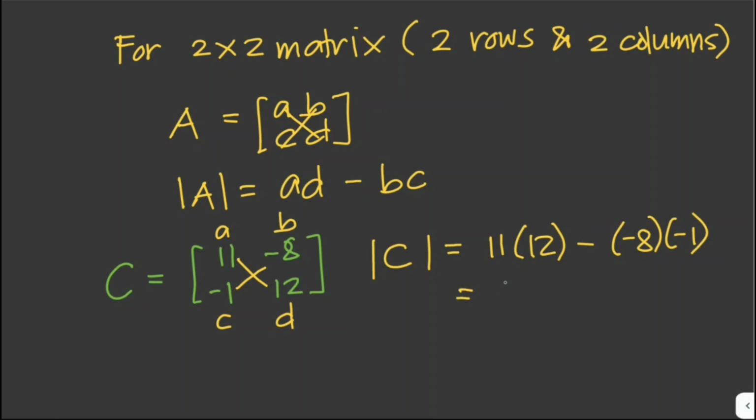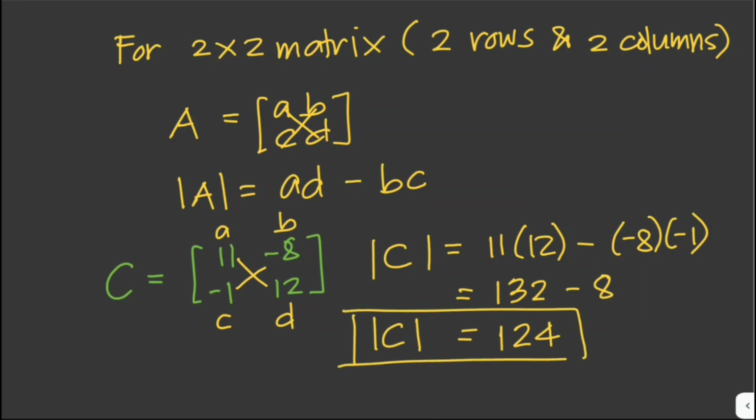And 11 times 12 is just equal to 132 minus negative 8 times negative 1. That would be positive 8. Then we have 132 minus 8. This would give us an answer that is 124. Therefore, the determinant for matrix C is equal to 124.